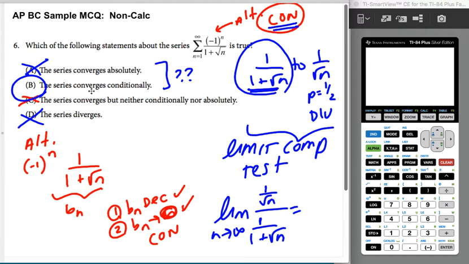I went through a lot more steps there than I probably would have if I were just logicking through this myself. Again, you don't have to give the reason why on a multiple choice. Like, you don't have to say that it was the limit comparison test. I'm just kind of trying to walk you through what my brain would think while doing this.